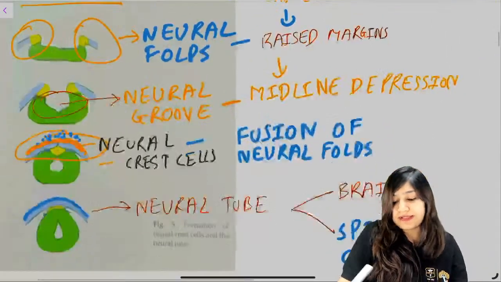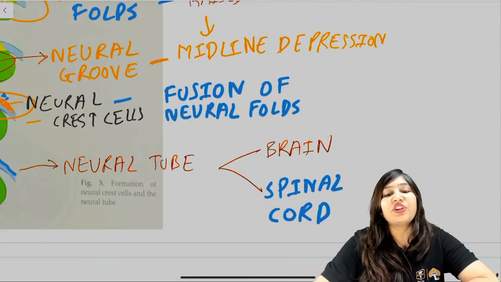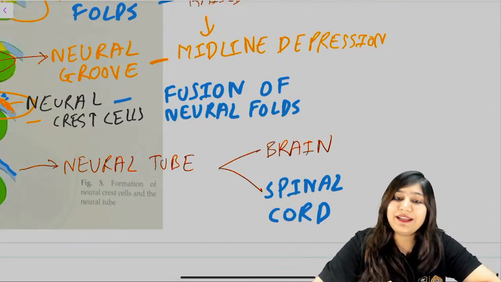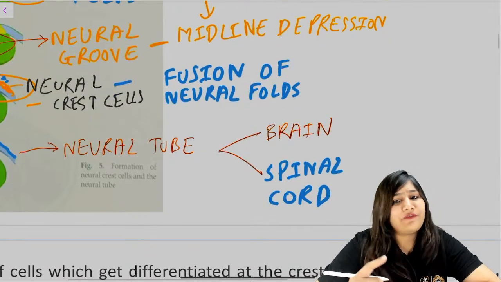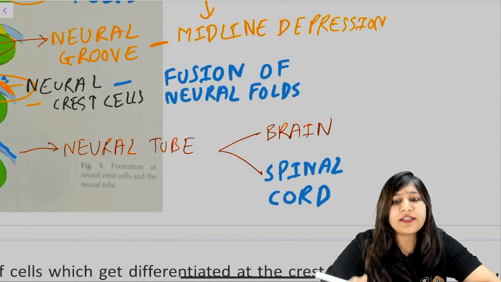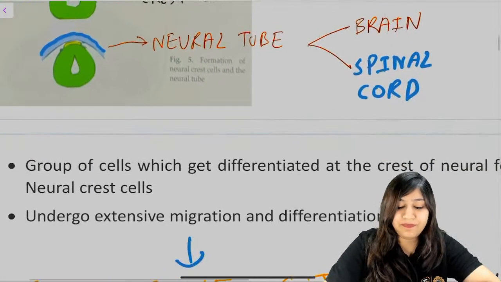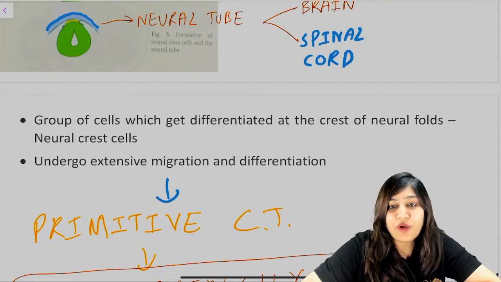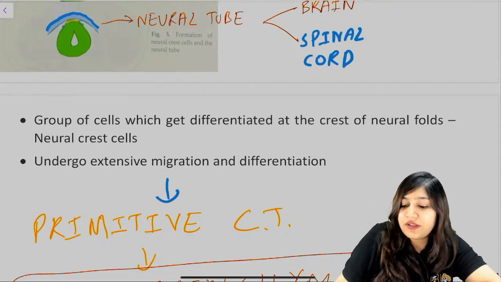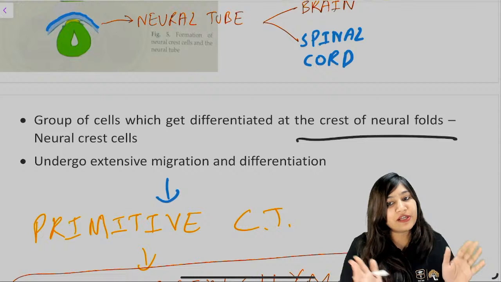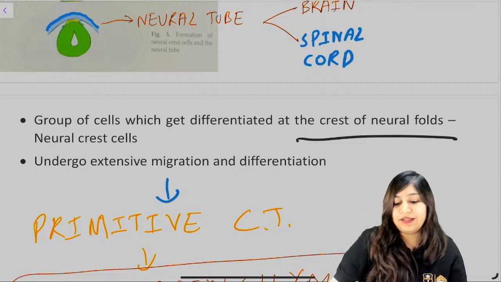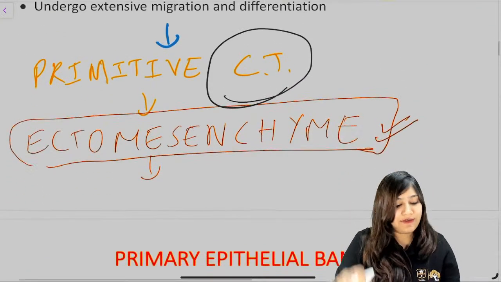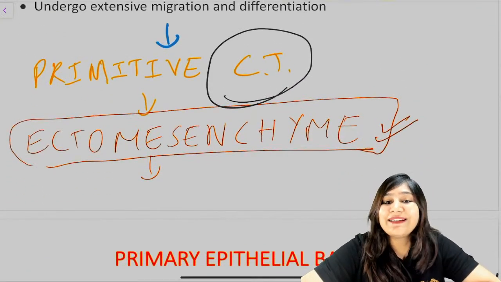And these neural crest cells are involved in formation of all the tissues of the tooth except enamel. They form face, they form bone, they form cartilage, they form pigment producing cells, right? So these are basically a group of cells that differentiate at the crest of the neural folds. They undergo differentiation and migration, leading to the formation of primitive connective tissue, that is our ectomesenchyme.